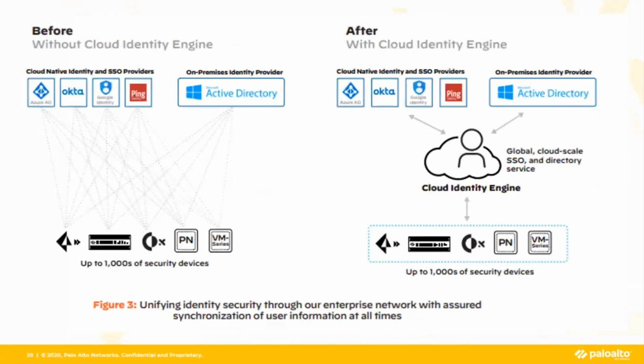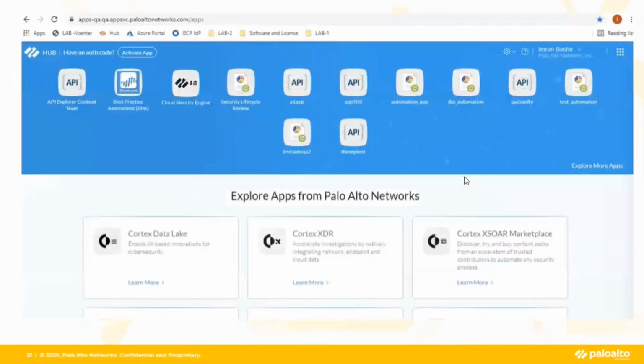So here you can see the one more diagram for the Azure AD integration. So before you are connecting like this, and after you can connect this after this cloud identity engine. So how you can access these things? I'm just showing you how you can integrate your Azure AD with the cloud identity engine.